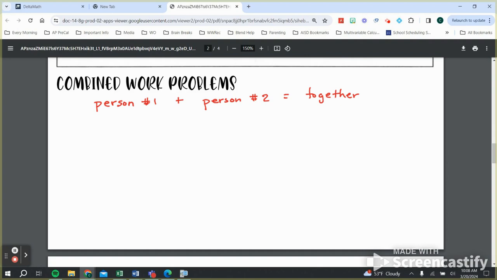So this is some sort of a ratio, and it's going to be the ratio of the project or the area to the time it takes them to complete the project or area. And we do that for both people.